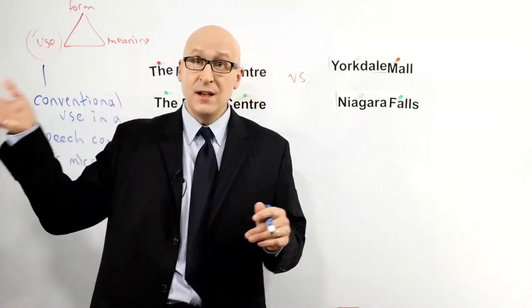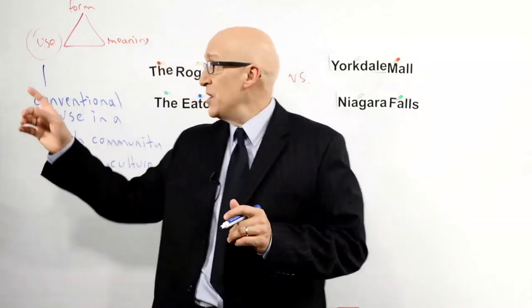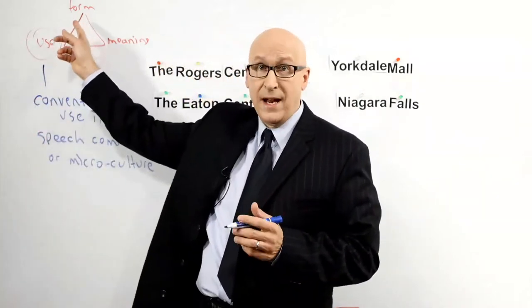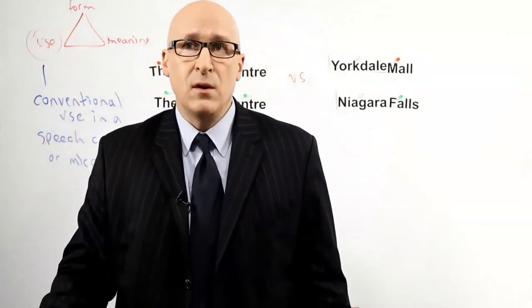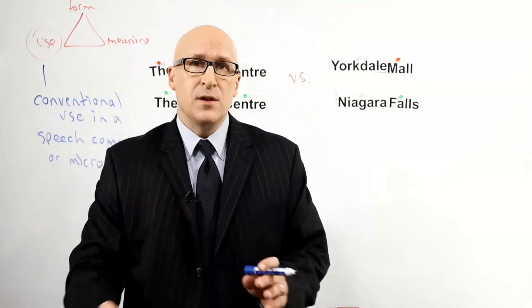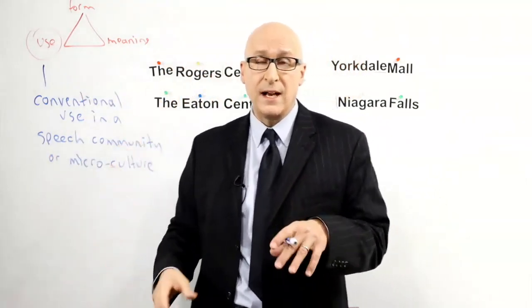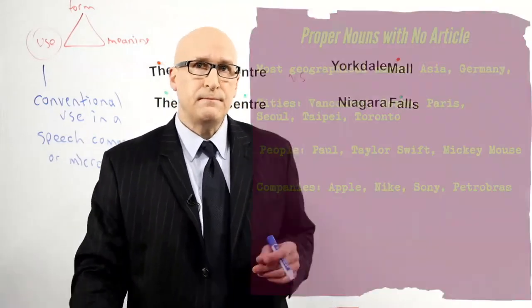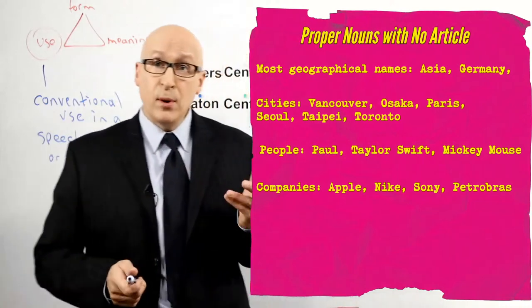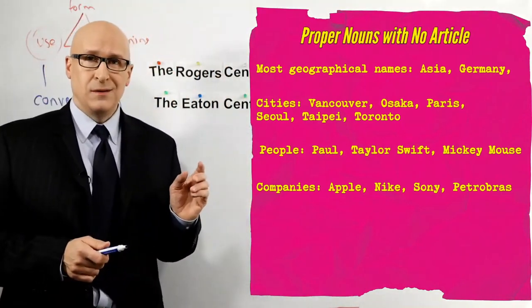Maybe in another city, there's different conventions. And those conventions may or may not be grammatically correct, following the rules. That's what we have to know. Okay, we have to keep that in mind. So when we talk about definite articles, there are some conventions we have to look at. There are some categories. So let's first look at proper nouns with no article, right?